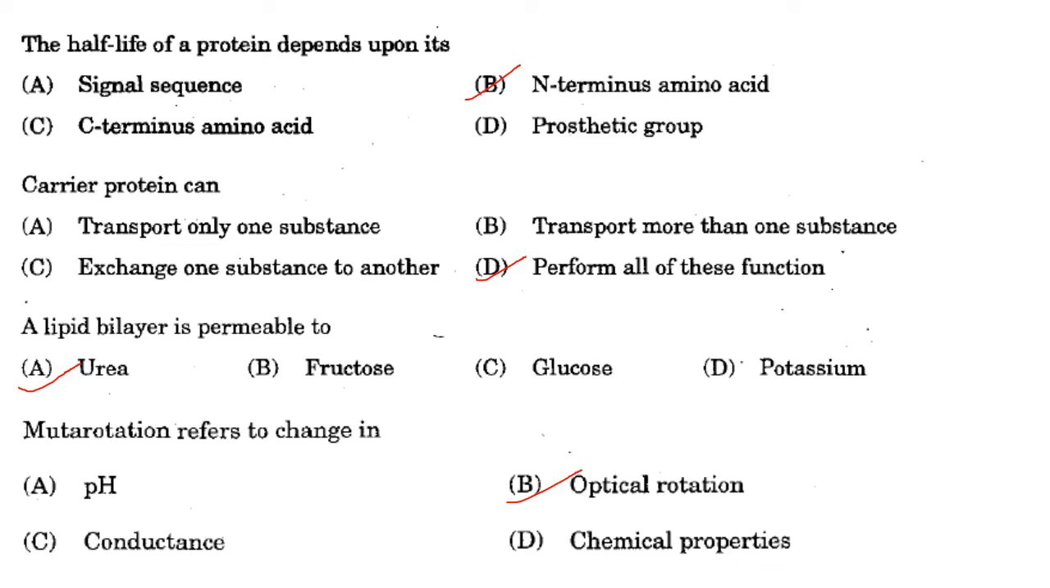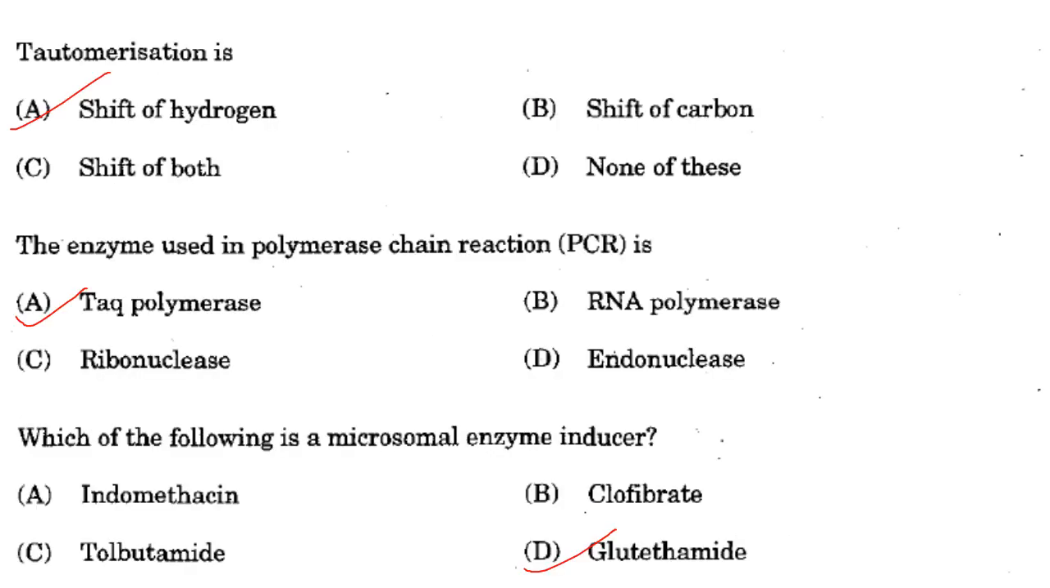Then mutarotation refers to change in the specific optical rotation representing the interconversion of alpha and beta anomers of D-glucose to an equilibrium. So answer is option B, optical rotation. Then tautomerization is shift of hydrogen. Answer is option A. The enzyme used in polymerase chain reaction is Taq polymerase, obtained from Thermus aquaticus.